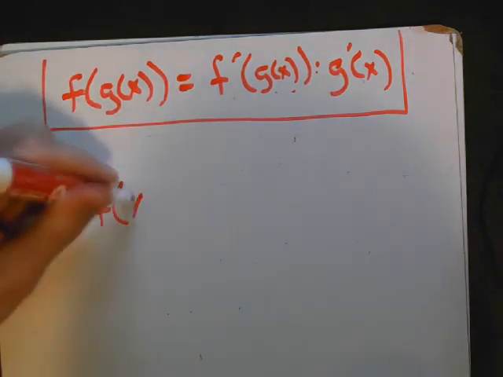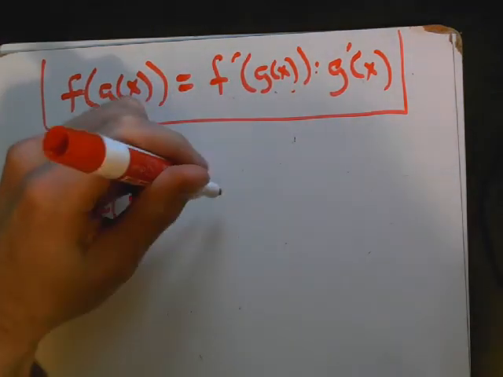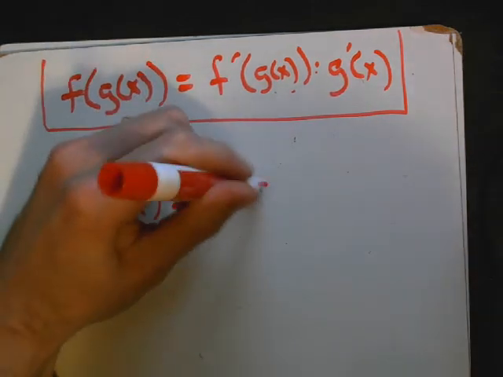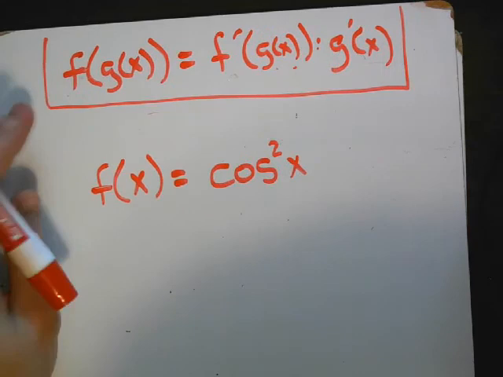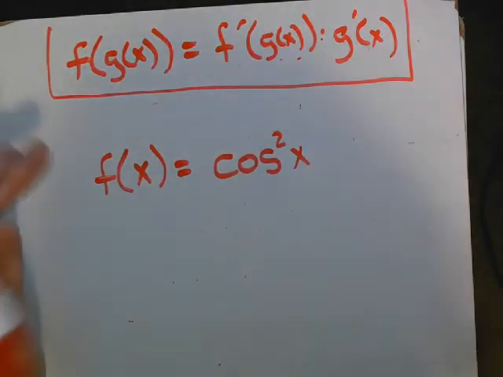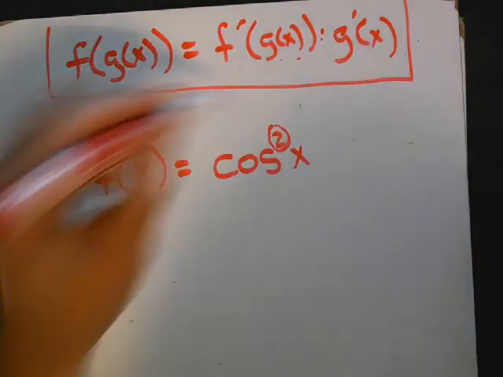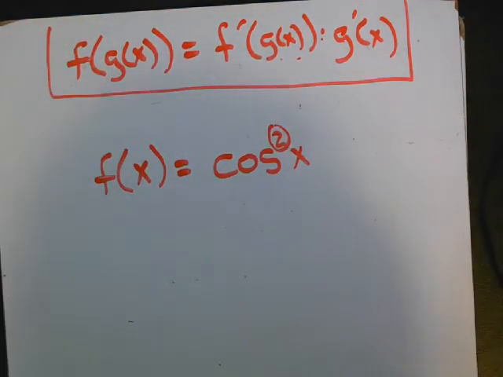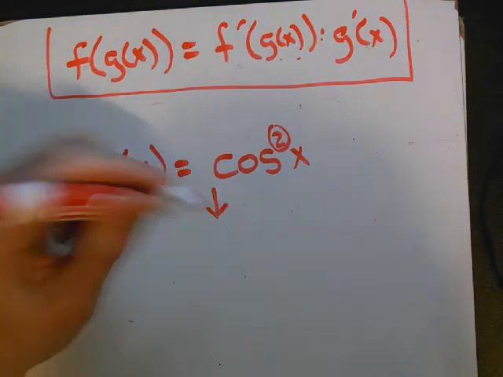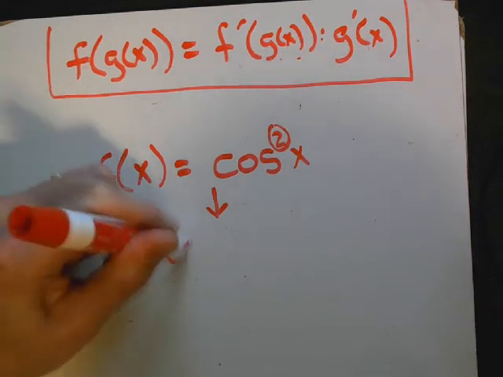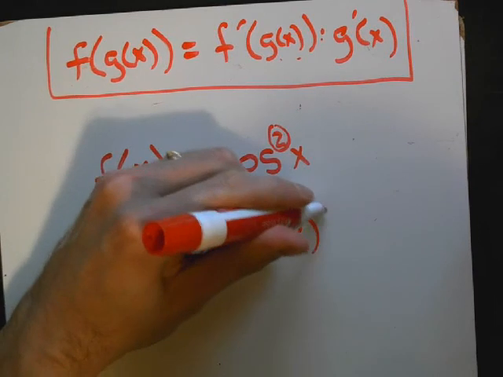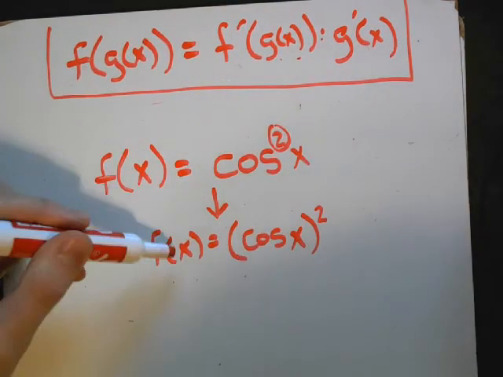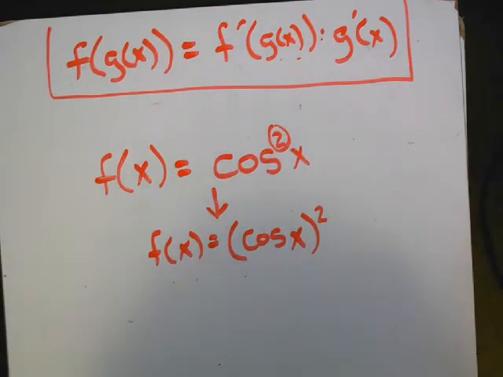So let's try this. Let's find the derivative of f of x is equal to cosine squared x. Okay. The big thing to remember here is whenever you're squaring a trig function, whether it's sine or tangent or cosine, when it's squared, you're saying that there's two of them. Cosine and cosine is cosine squared. Another way that you can write this that's really going to help you use the chain rule is this is the same thing as writing cosine x to the second. Okay, these two are the same thing. Okay, it's just a different way of writing it.